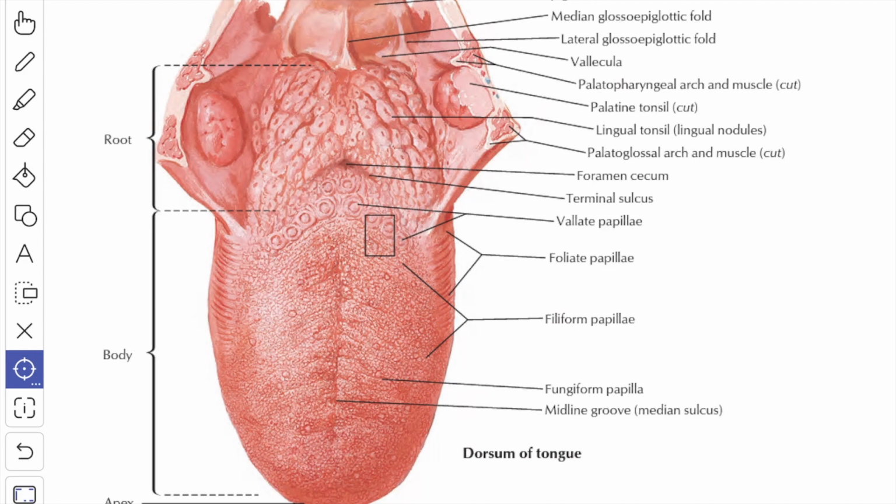So now we'll see the dorsal surface. It is convex on all sides, covered with the mucous membrane which is moist and pink, and it is lined usually by non-keratinized stratified squamous epithelium. The dorsal surface is divided by the V-shaped sulcus, that is known as the sulcus terminalis, into anterior 2/3, which is also known as the oral part or pre-sulcal part, and the posterior 1/3, which is known as the pharyngeal or post-sulcal part of the tongue.